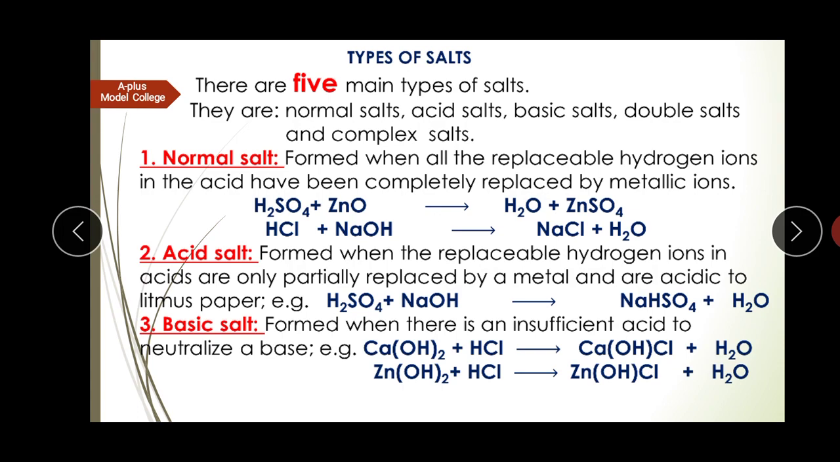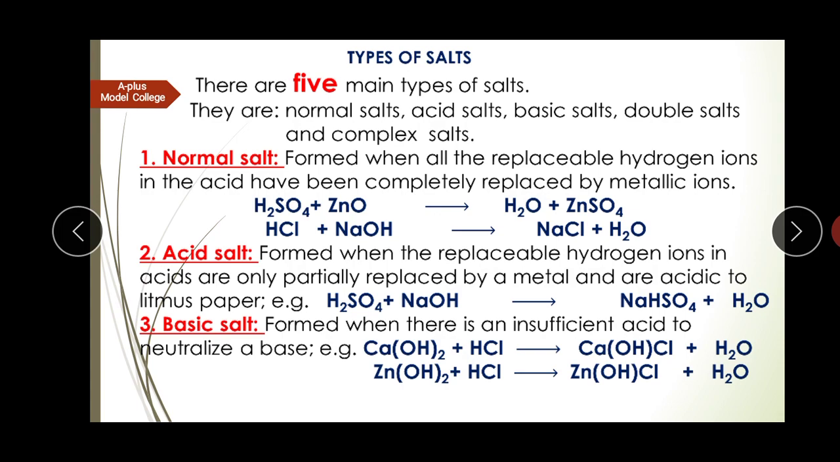There are 2 ionizable or replaceable hydrogen ions in H2SO4. There are 2. But all the 2 have been replaced by zinc on the right, you can see. Now there is an interchange: the zinc and the hydrogen have interchanged their positions. Zinc goes to meet SO4 and H2 goes to meet oxygen. That is exactly what we call complete replaceable hydrogen ions that have been removed.